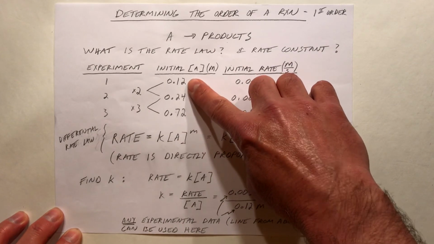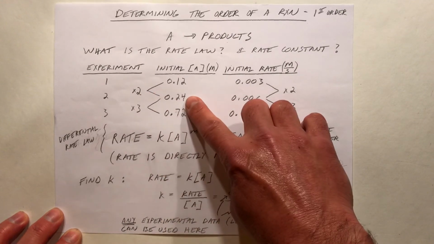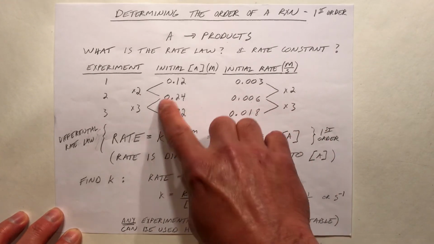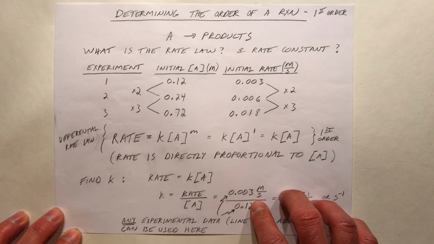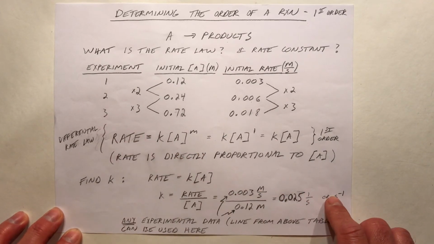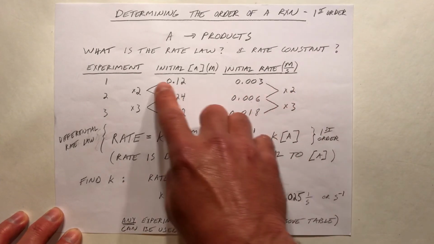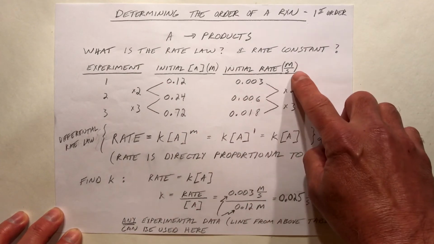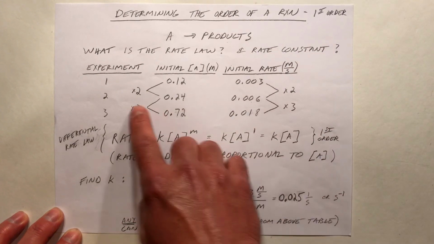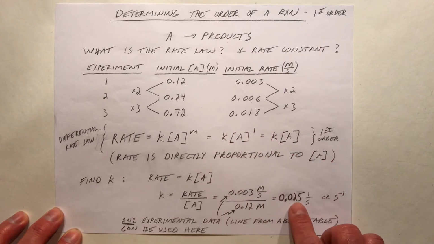So we went from 0.12 molarity to 0.24, that's a factor of 2 increase, and then from 0.24 to 0.72, that's a factor of 3 increase. We run the reactions in all three experiments and measure the initial rate, the rate at the very start, for each reaction. In the first experiment, we get 0.003 molarity per second for our rate. In the second reaction, it's 0.006, and the third reaction is 0.018.